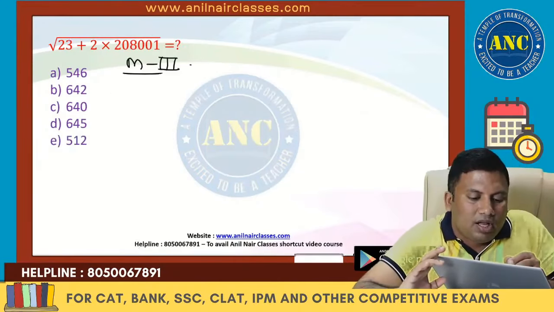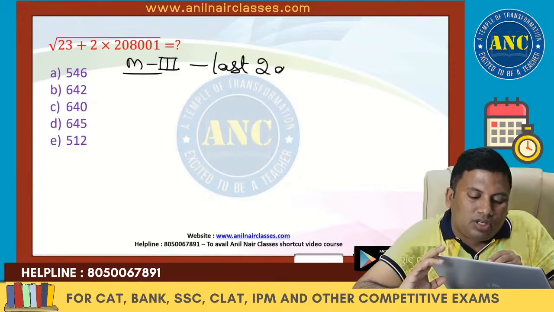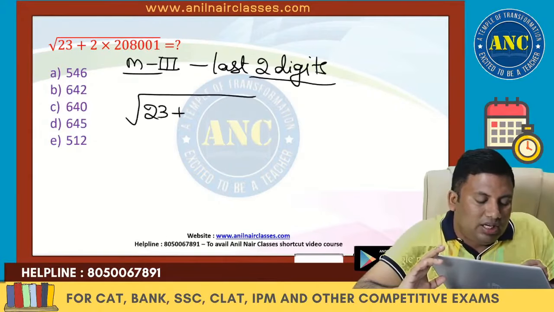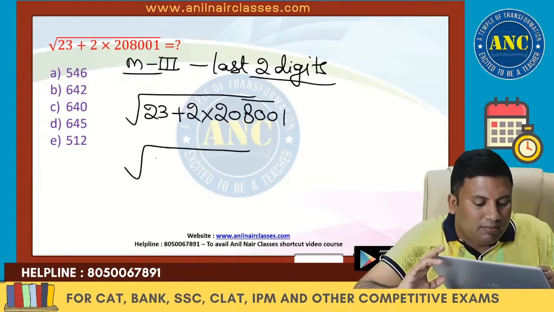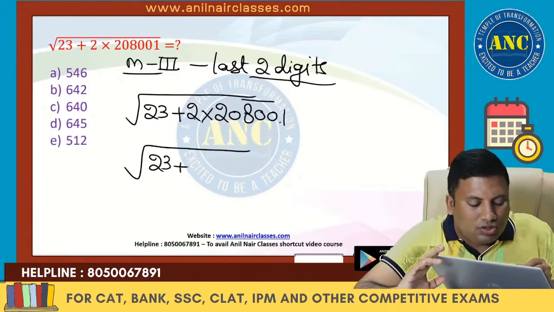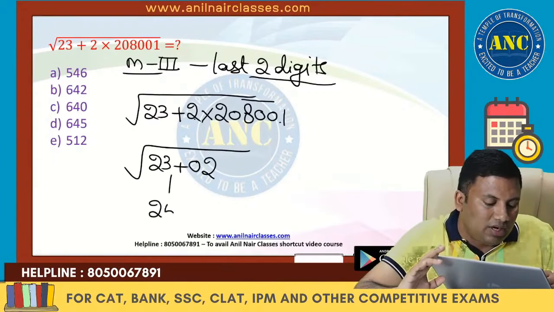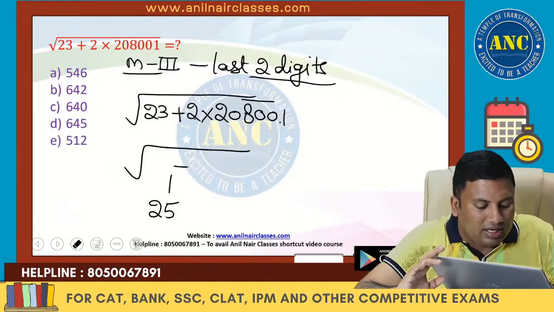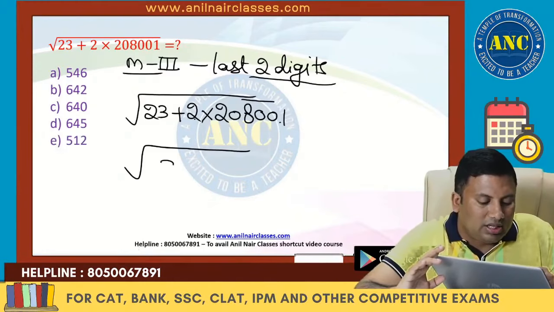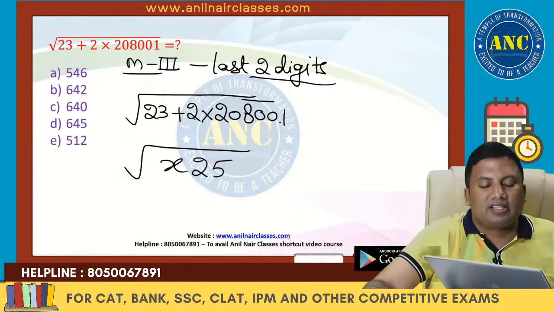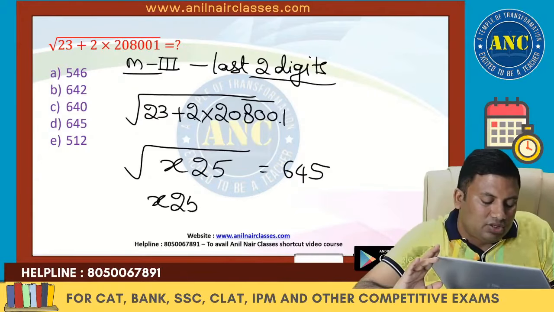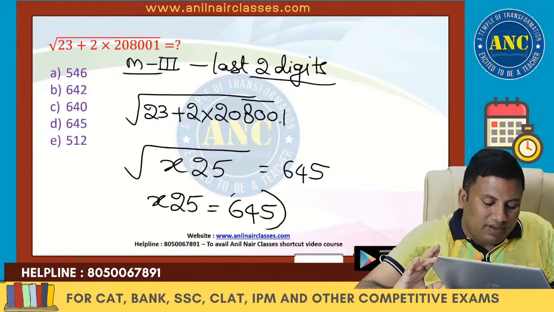Method number 3: last two digits. You can also use the last two digits logic. What will happen to the last two digits? 23 plus 2 into 208001. So these are nothing but 23 plus 2 1s are 2. These 0 2. These are nothing but 25. I will write it in a right mathematical way. These are nothing but x ending with 25. If you take 645, equivalent to 645 whole square.